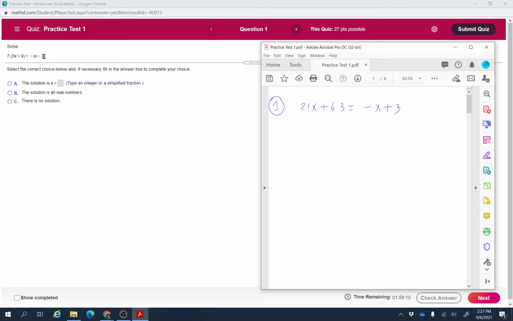After that, bring this x to the left side, bring this constant to the right side. We can do that by doing the opposite operation. We can subtract 63, subtract or add x. By doing that, on the left side we have 22x, right side we have negative 60. So negative 63 plus 3 is negative 60.